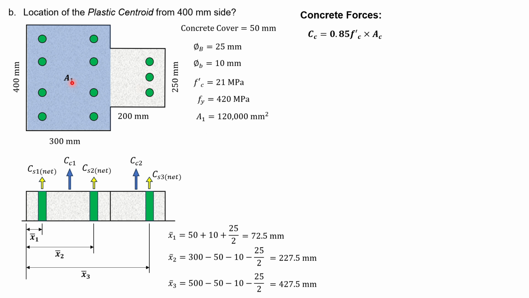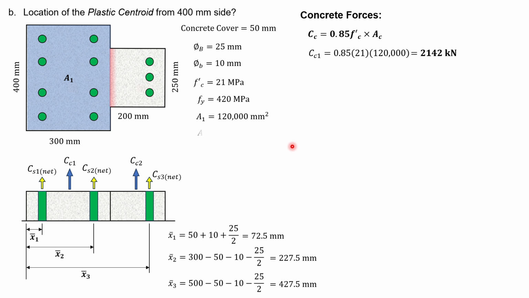Now, yung area 1 natin again, kanina ay 120,000 mm square. So, equate lang natin dito. C sub C1 is actually equal to 0.85. The F prime C is 21 megapascal times the area of the concrete 1, that is A1, that is 120,000 mm square. Now, we divide it by 1,000 to make it kilonewton. Okay? So, finally, we have 2142 kilonewton.